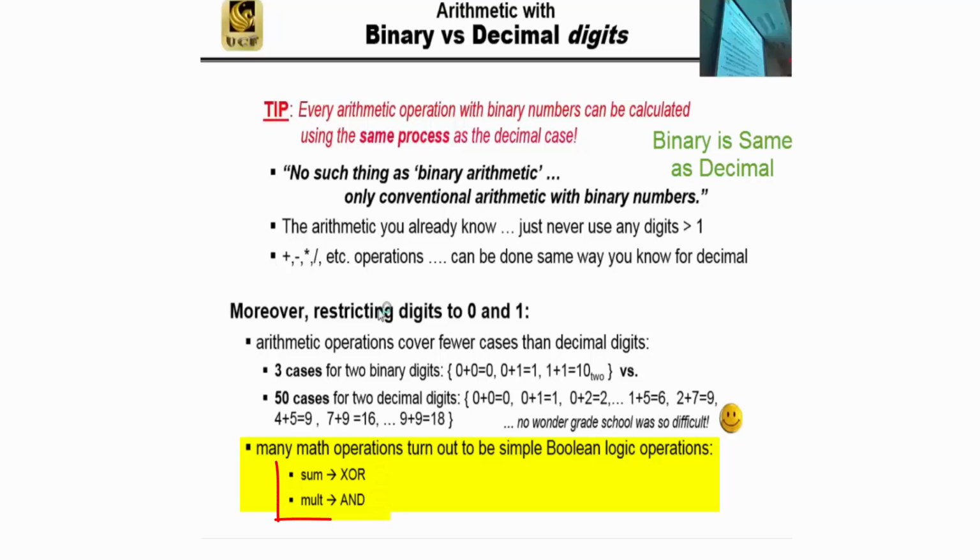It turns out sum is very related to exclusive OR. It turns out to be a very important function for summation. The sum bit is actually just XOR. Multiplication is very related to AND.